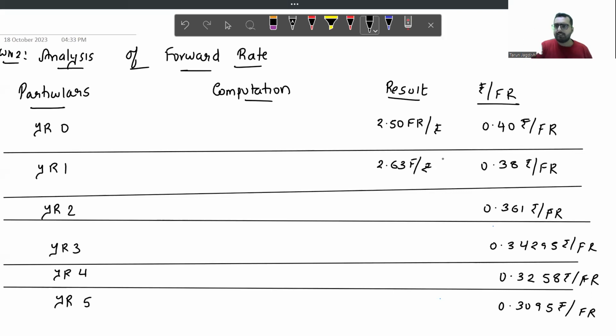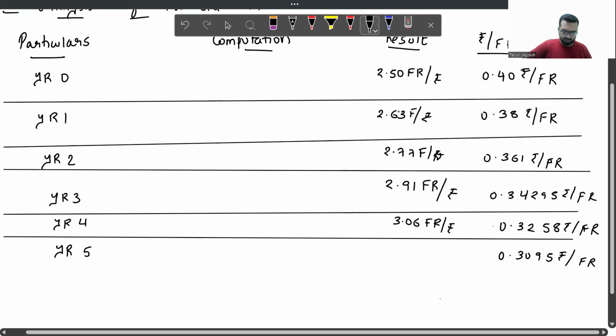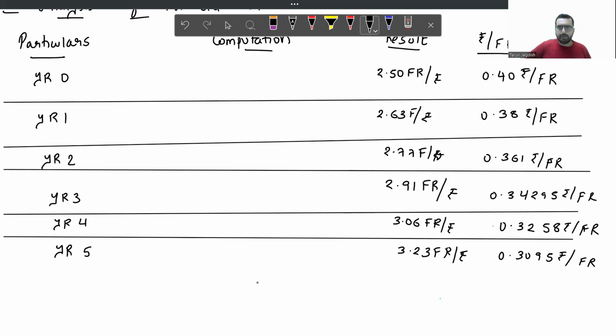2.63. So when FR is depreciating, your rupee is actually appreciating. So that is what I'm trying to explain over here. 2.77. 1 divided by 0.34295 will be 2.91. 3.06. 3.23. Okay.